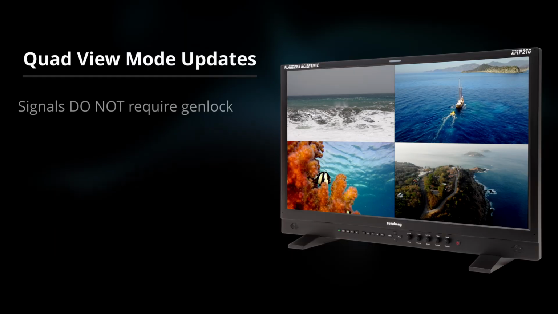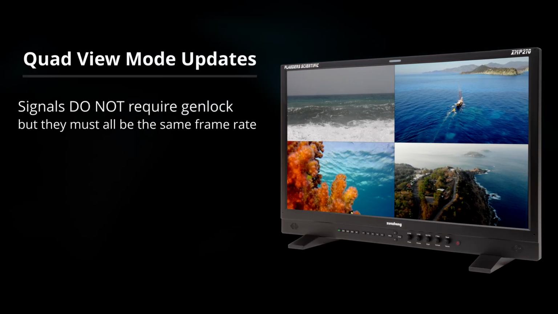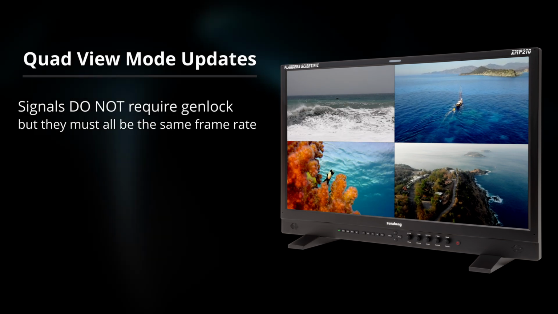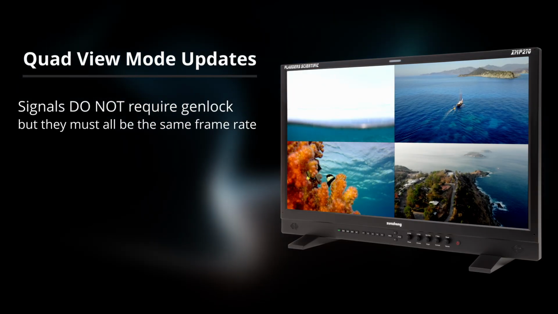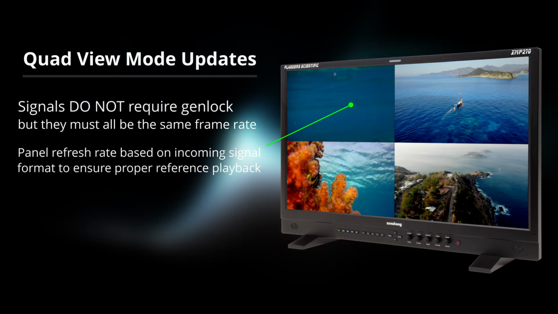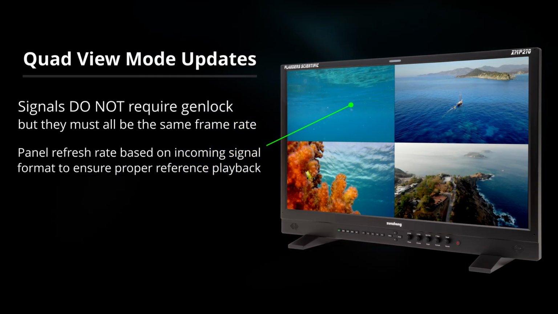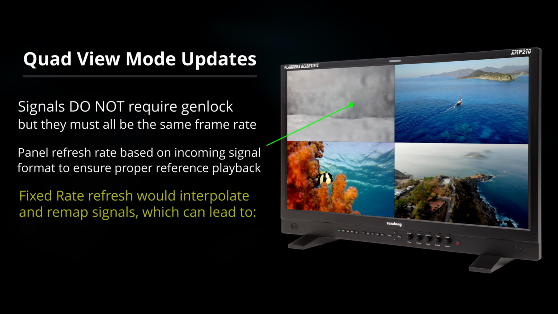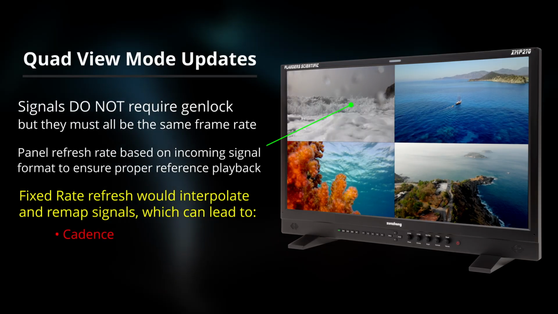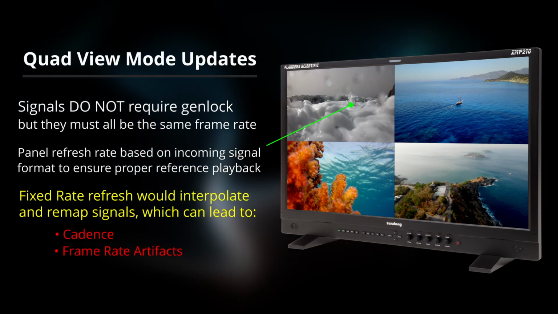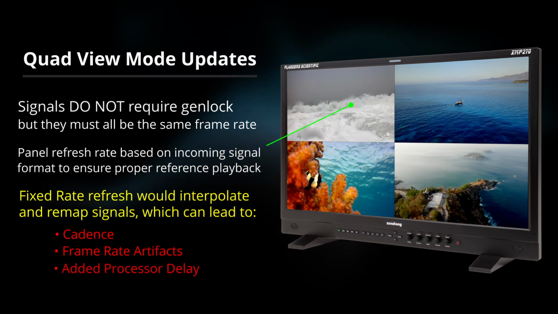As before, signals do not require genlock for Quad View mode, but they must all be the same frame rate. We've had questions about this in the past, so just a quick explanation here as to why the signals must be the same frame rate for Quad View mode. As a reference monitor, we always set the panel's refresh rate based on the incoming signal format to ensure proper reference playback of signals. A monitor that does not do this, and instead always refreshes at one fixed rate instead, will interpolate and remap signals, which can lead to cadence or frame rate artifacts that prevent the monitor from showing you the signal as it really is, in addition to adding processing delay for this remapping process.